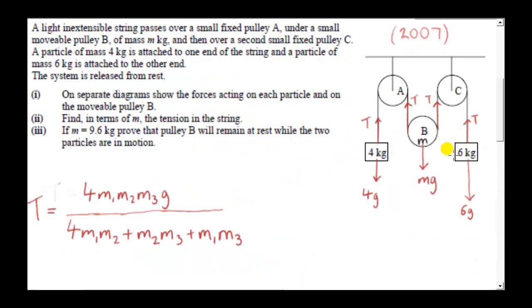You can see that this example has the same form as the previous example. We have to get the tension in the string, so you could go through it just like the previous example, or we can use the formula that we derived and plug all the values in. Now M3 stands for the middle mass, the mass of the movable pulley. M1 and M2 are the two outer masses. So M3 is equal to M, and this is what we get, so we can simplify this.